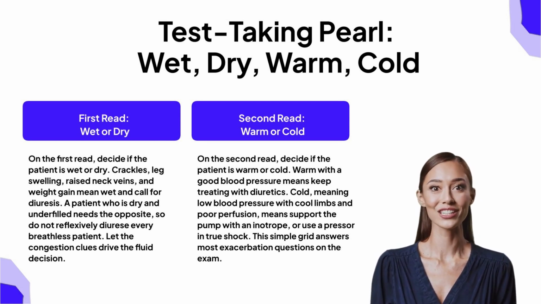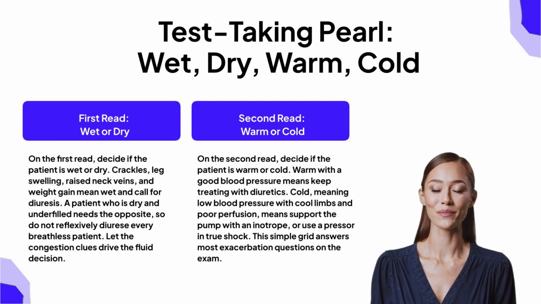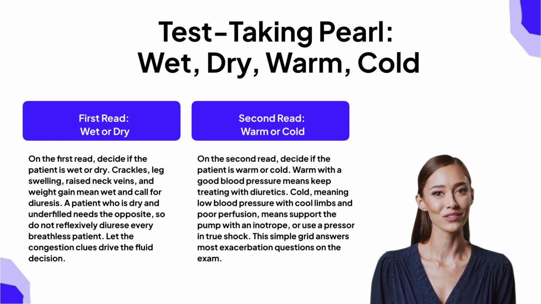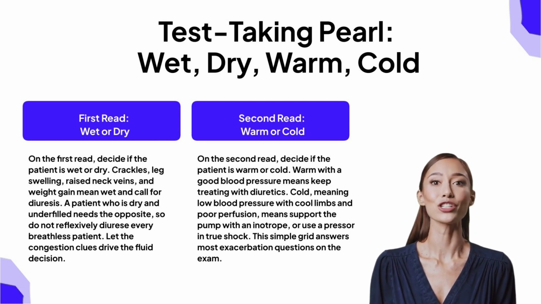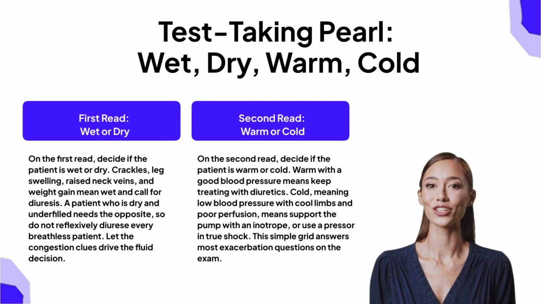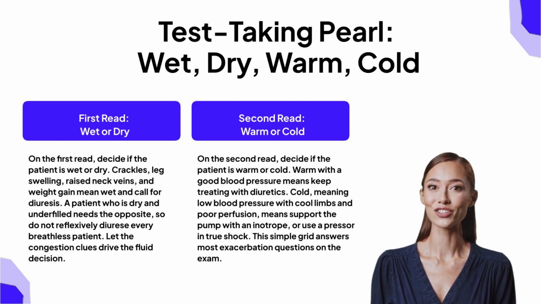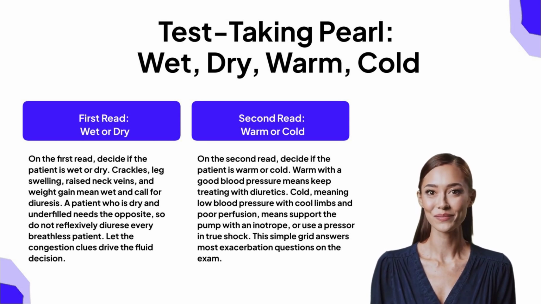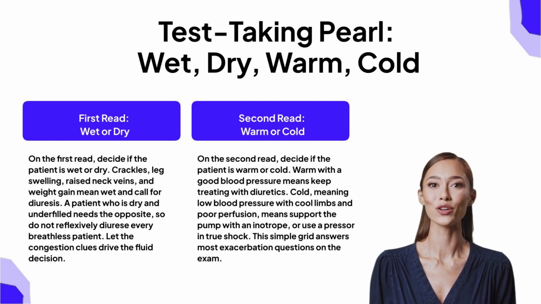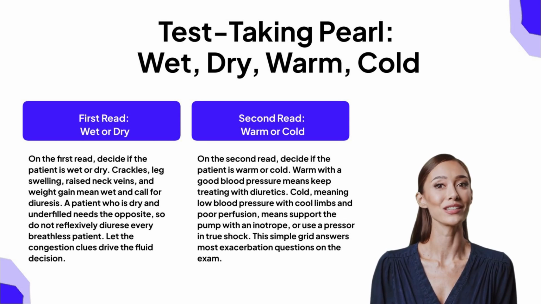On your second read, decide whether the patient is warm or cold. Warm with a good blood pressure means keep treating with diuretics. Cold, meaning a low blood pressure with cool limbs and poor perfusion, means support the pump with an inotrope or reach for a pressor when the patient is in true shock. This simple grid, wet or dry and then warm or cold, will answer the large majority of heart failure exacerbation questions you meet on the exam.